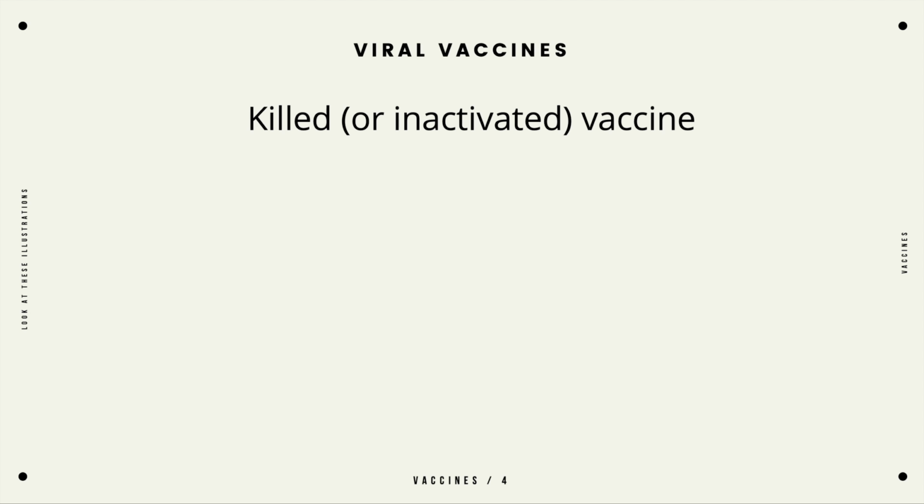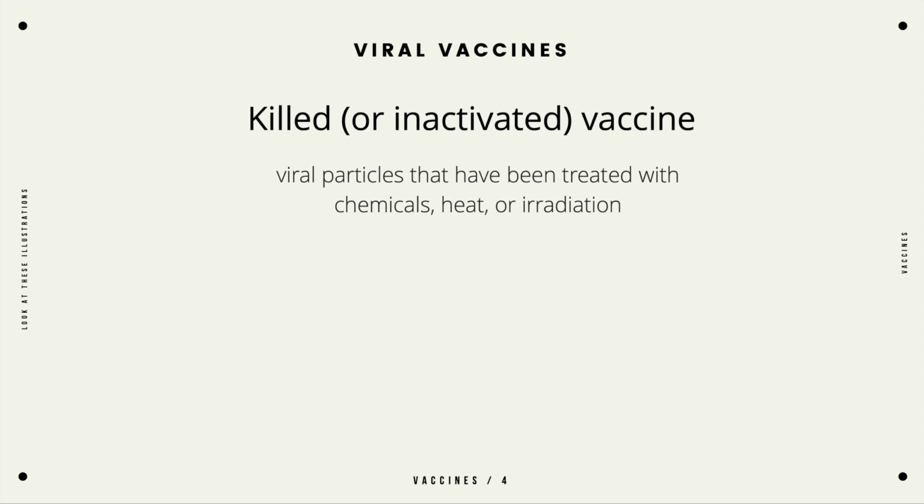A killed or inactivated vaccine has viral particles that have been treated with chemicals, heat, or irradiation such that they are no longer alive. For example, influenza virus vaccine and the rabies virus vaccine. There's another viral vaccine called the live attenuated vaccine. And what is a live attenuated vaccine?